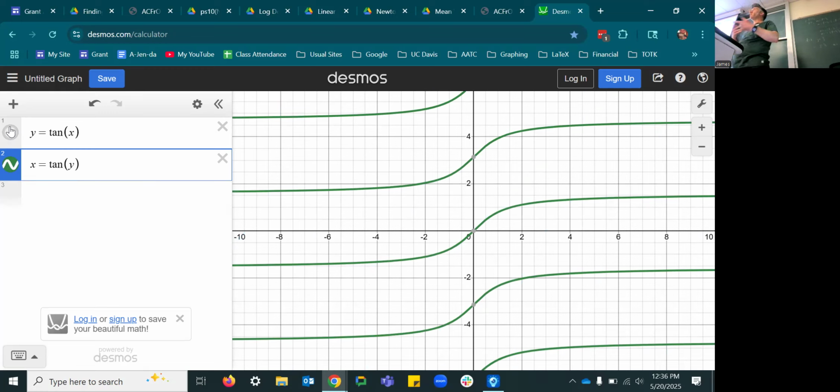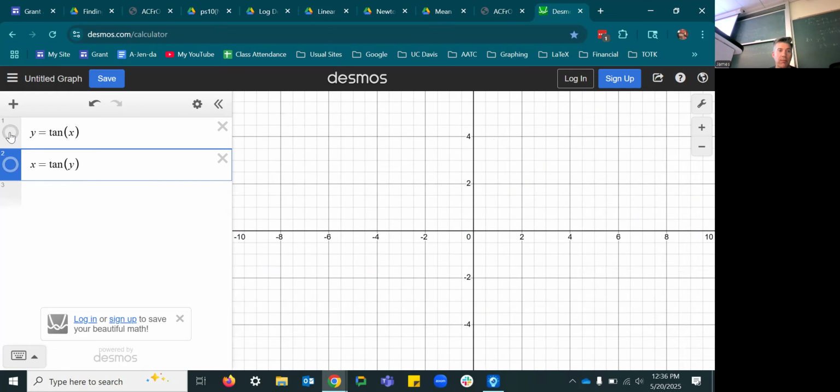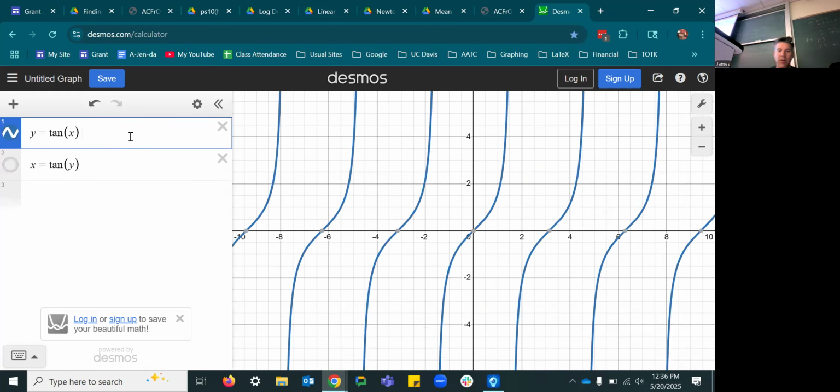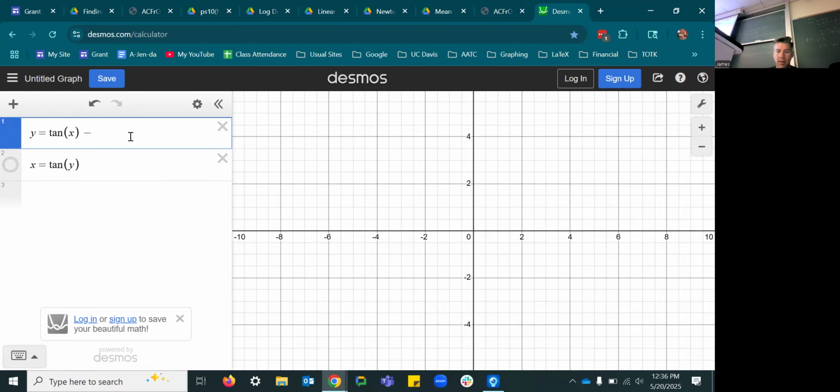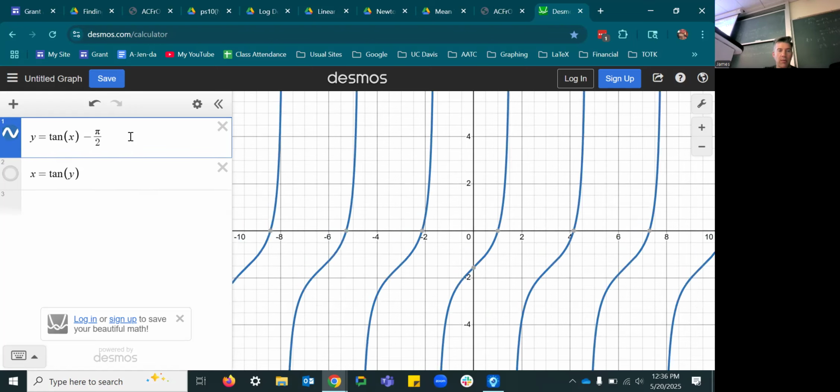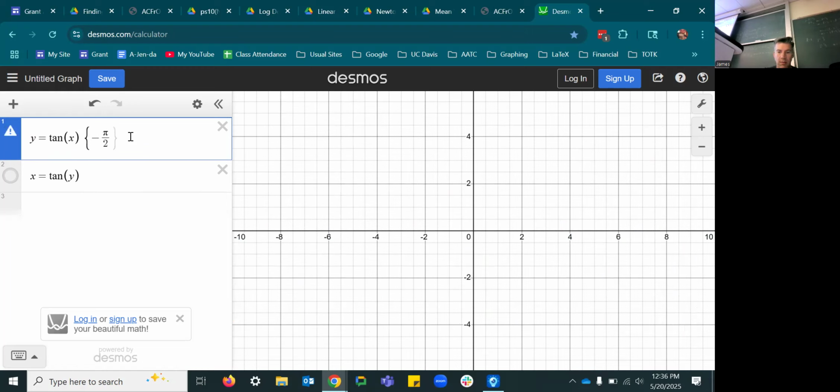And so the thing we have to do to make this inverse function or inverse relationship into a function is restrict the original function. So what we're going to do is take this original function and restrict x to be between negative pi over 2 and pi over 2. So we're just going to have one period's worth of tangent, and then we're going to invert that.